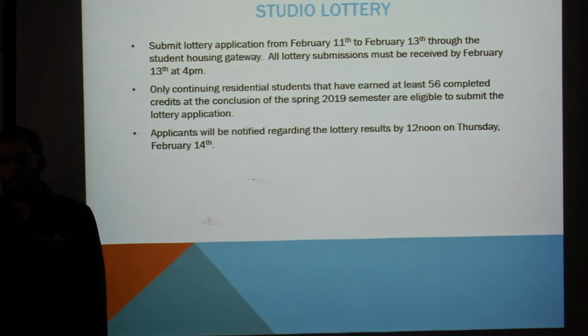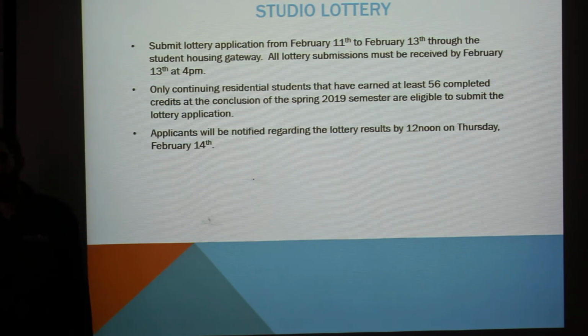Studio Lottery. Submit lottery application between February 11th to February 13th through Student Housing Gateway. All lottery submissions must be received by February 13th at 4 p.m. Only continuing residential students that have earned at least 56 completed credits at the conclusion of the spring 2019 semester are eligible to submit the lottery application. Applicants will be notified regarding the lottery results by 12 p.m. on Thursday, February 14th.